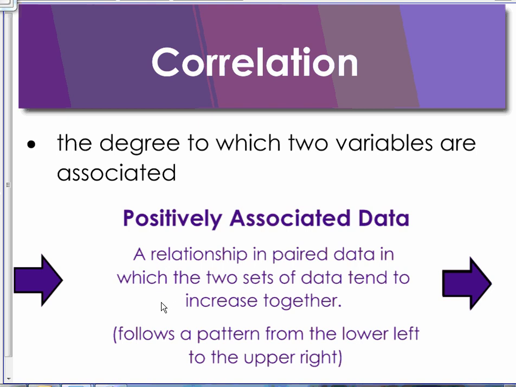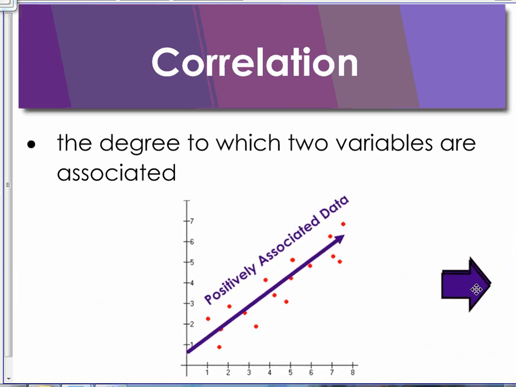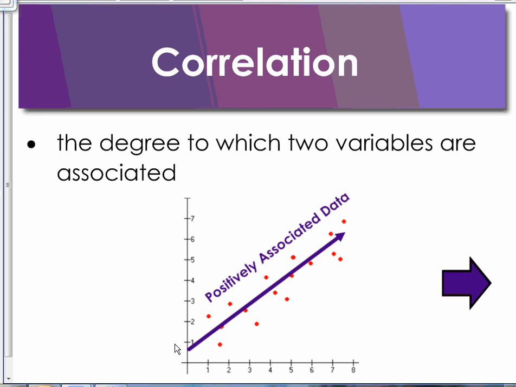There's also positively associated data, where the data actually increases. It's a relationship in paired data in which the two sets of data tend to increase together. For example, we have a graph here. As this data increases, this data increases. So you get this line.